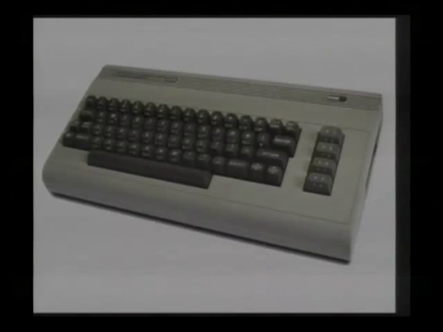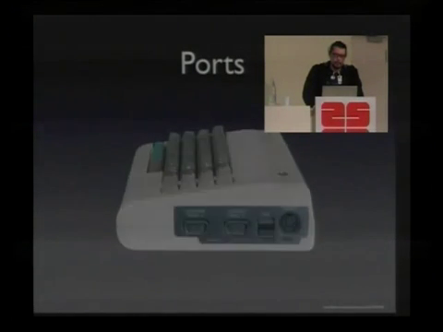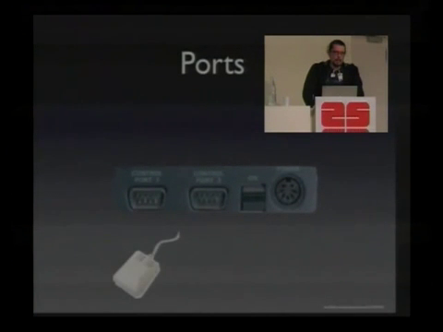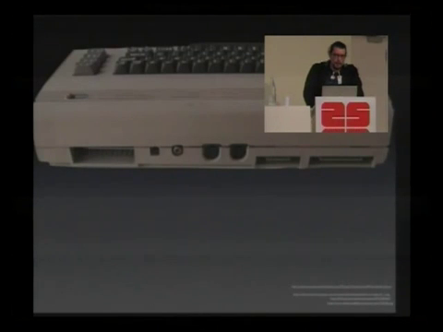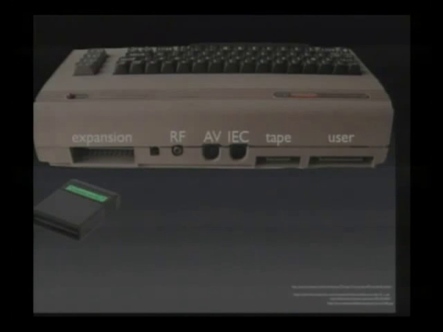So let's look at the C64 from the outside first. On the right-hand side, you have two control ports. You can either attach two joysticks or a joystick and a mouse. On the back, you have the expansion port. You can attach pretty much anything there because the whole CPU bus is exported there.